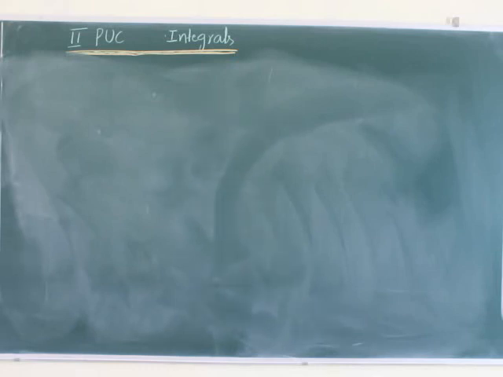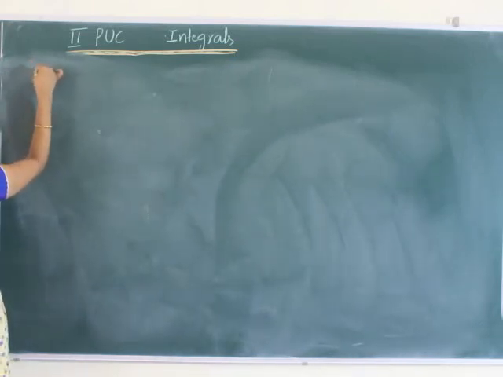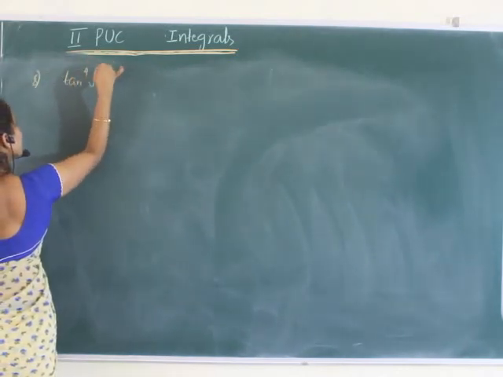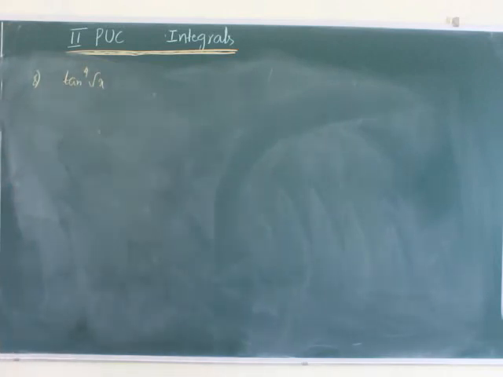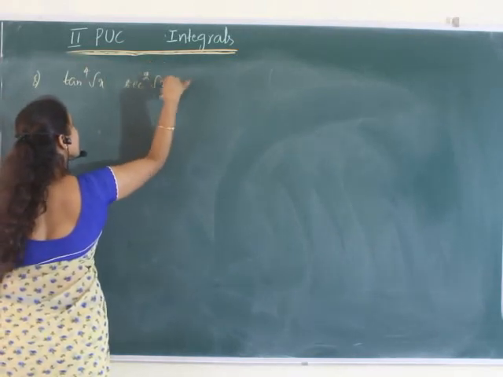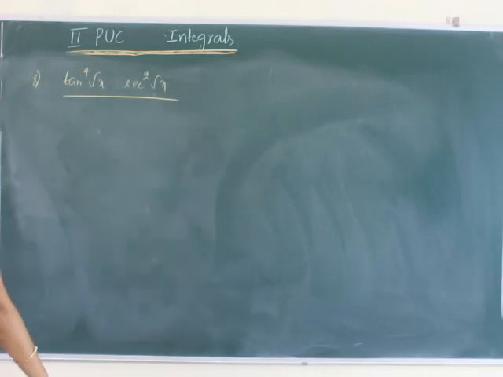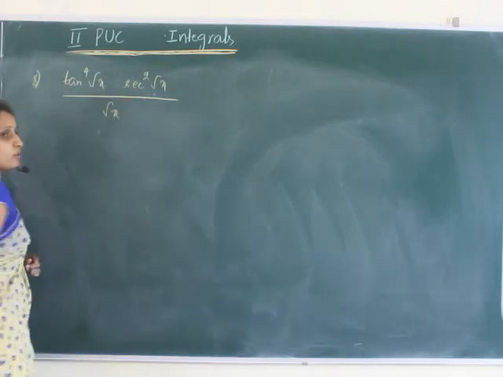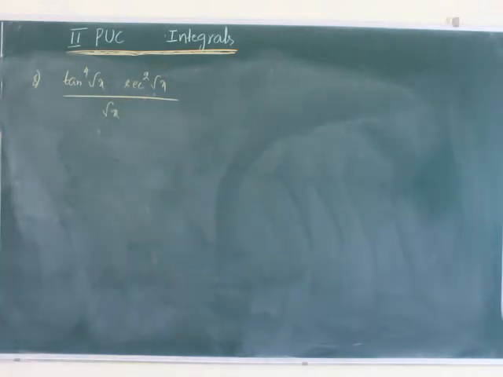Integral of tan to the power 4 root x, secant square root x, divided by root x. So here in this problem we have to make a substitution. We have root x as well as secant and tan functions. So what is the substitution we can make here?